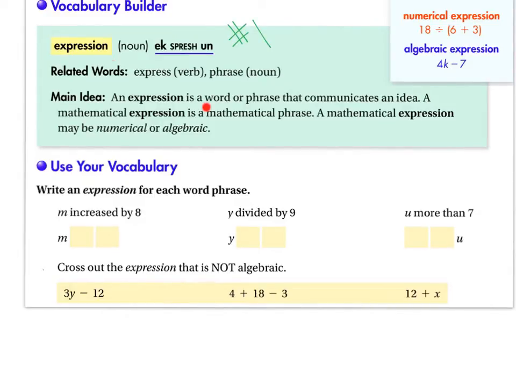Now, an expression is a word or phrase that communicates an idea. A mathematical expression is a mathematical phrase. For example, both these are mathematical expressions. A mathematical expression can be numeric, meaning made up of all numbers, or algebraic, meaning it has a letter involved.